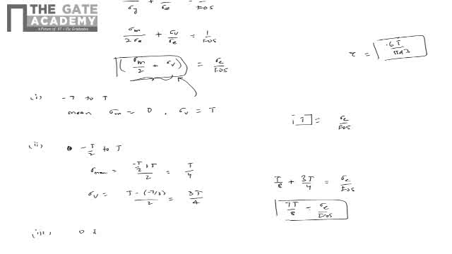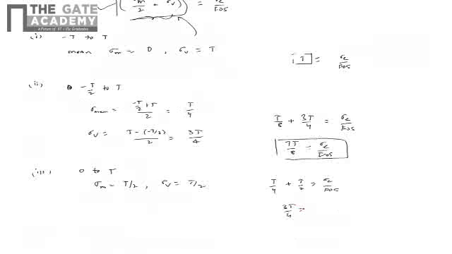The other case is 0 to T. In this case the mean is T by 2 and the variable is T by 2. Remember, I'm writing sigma but actually it has to be written as shear stress. If I substitute in this equation, it is T by 4 plus T by 2, which is 3T by 4, equal to sigma e by FOS. And the last case, which is T by 2 to T: the mean will be T plus T by 2, divided by 2, so that is 3T by 4, and the variable is T minus T by 2, divided by 2, that is T by 4.